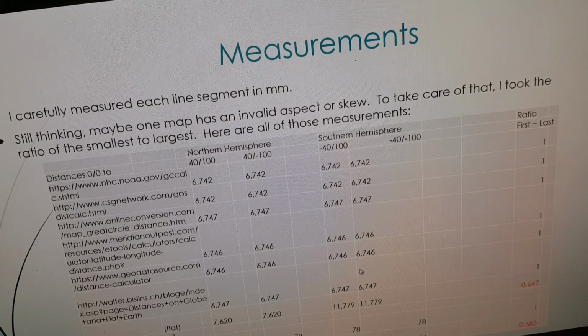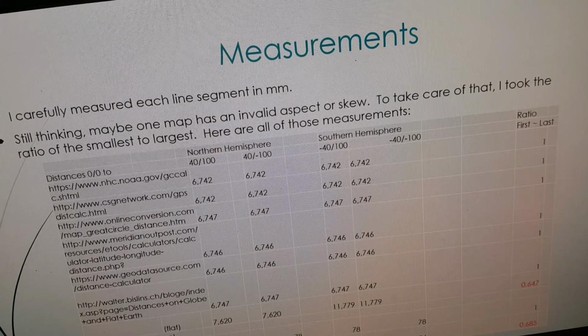This last one right here is Walter Bislin's calculator. First off is the spherical coordinates, or spherical measurements. Again, their ratio is 1. And then the flat earth measurements, and you can see those there, and their ratio is 0.647. Quite different from the one of the spherical map.